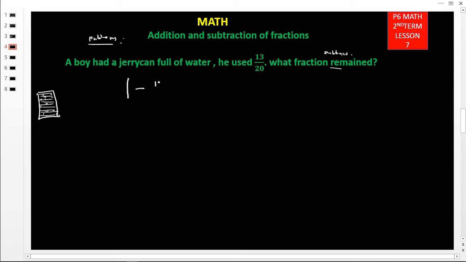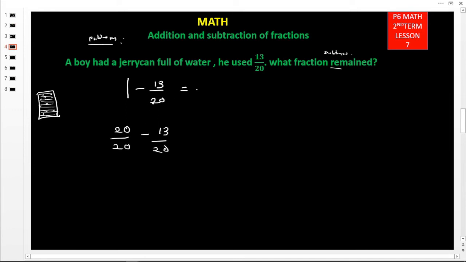Then take away what he used, then we need to get what we call the balance. But remember, this is a whole, and this denominator shows how many times this whole was divided. This is a jelly can, so the whole was divided into 20 parts. So now we are going to write 20 out of 20 minus 13 out of 20.